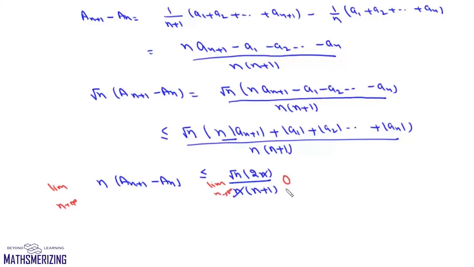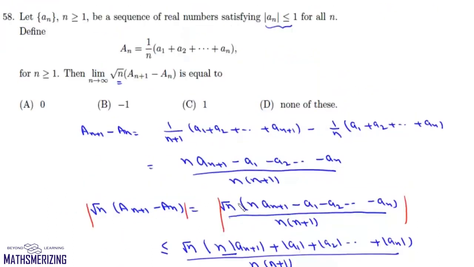This limit here is 0. Now since we have taken this mod sign here, it should be this mod value. So this value can never be less than 0. The only value possible in this case is 0. So this limit, as n tends to infinity, a_{n+1} minus a_n, will be 0, and that's your option A.